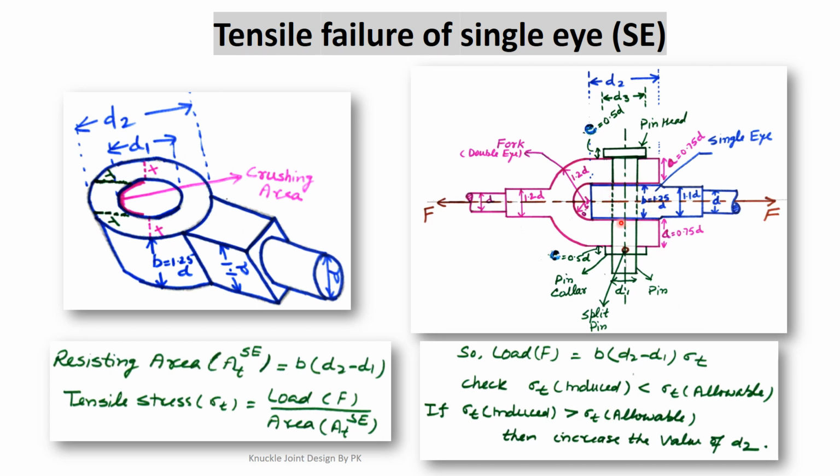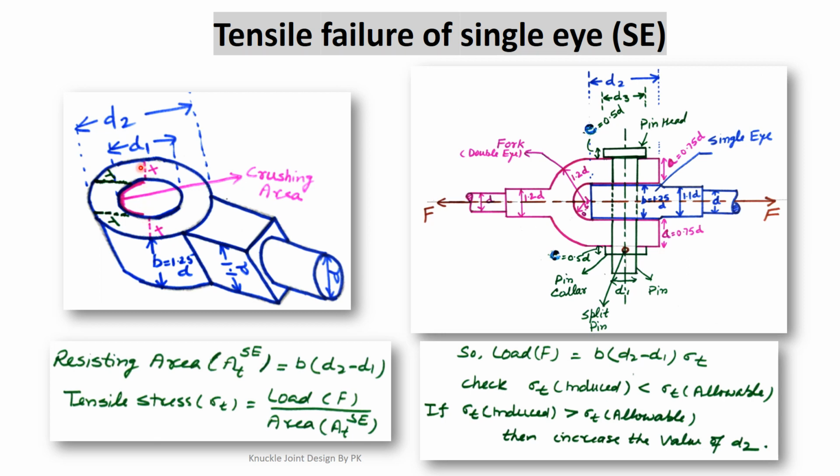When we make the hole in this single eye, the single eye is weak at that location, because the resisting area is minimum here. If we see the three-dimensional view of the single eye, here we are making a hole to insert the pin. So this area will be minimum, so there are chances that when we apply the load F on this one, this area will resist the deformation or the movement. Basically a resisting force is also acting here, and there are chances that from this x-axis location, from the weakest section, it will fail in tensile mode.